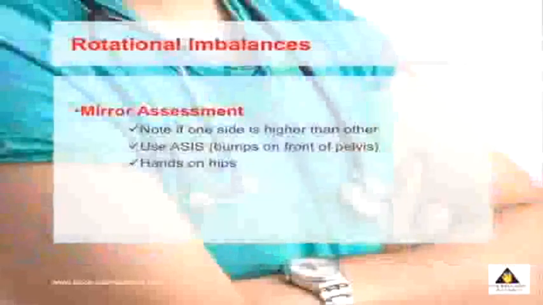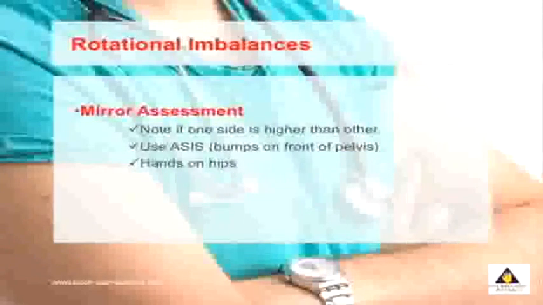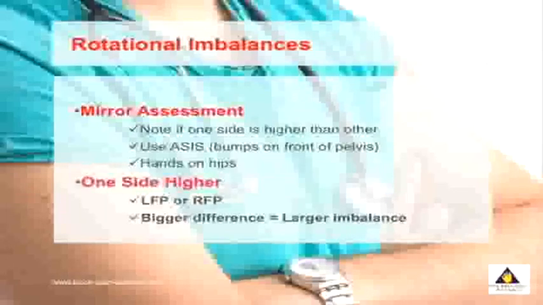Now what you'll note is that one side of your pelvis is higher than the other, and this creates what's called a rotational imbalance. If your left side is higher, you have what's called an LFP, and if you have the right side higher, you have an RFP. Now the bigger the height change, the bigger the imbalance is occurring in your spine.